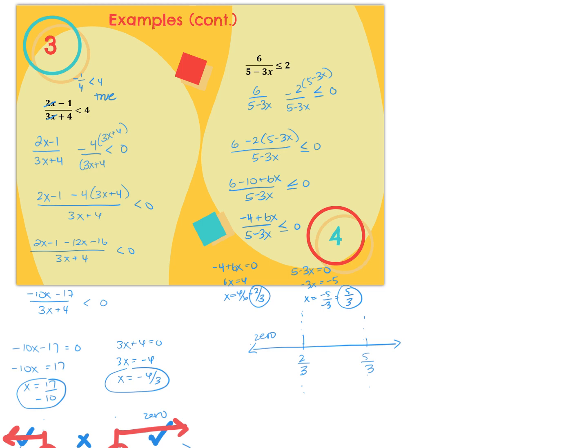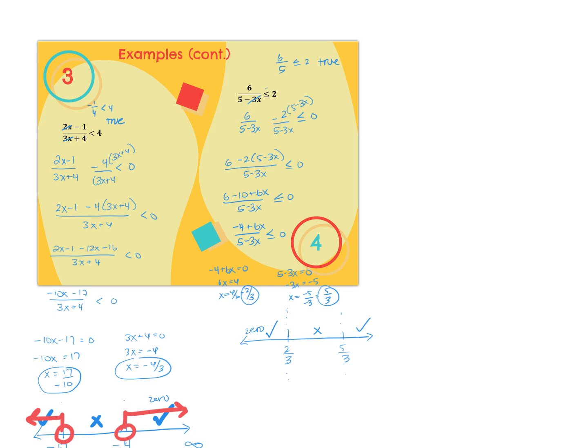So again, I'm going to plug in 0. I'm going to go back up here to the original problem, and I'm going to get 6 over 5 is less than or equal to 2. So 6 over 5 is 1 1/5. And yes, that's less than or equal to 2. So it's true, which means 0 is one of the solutions. So these are my sections.